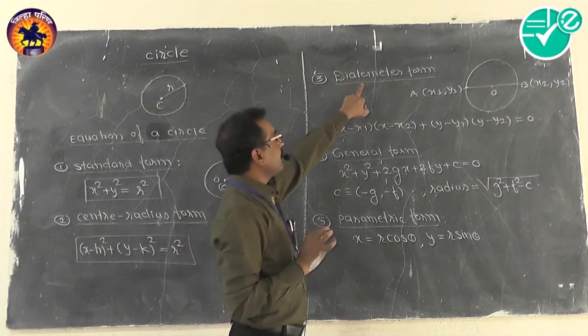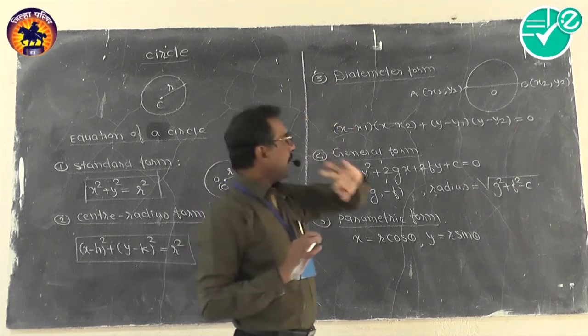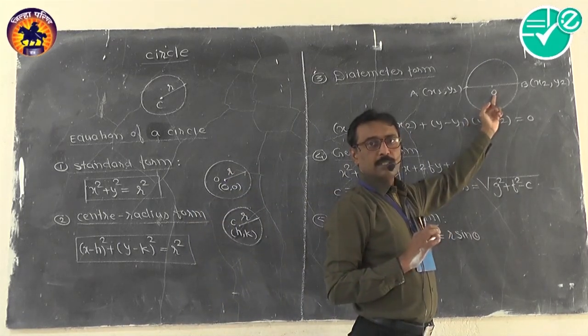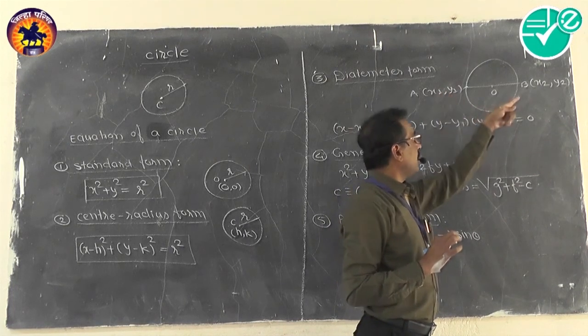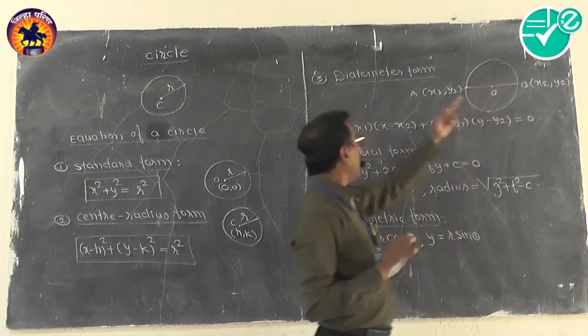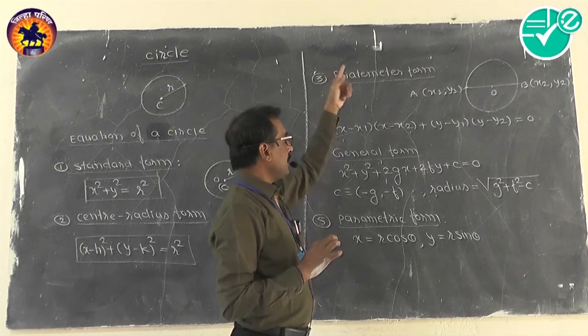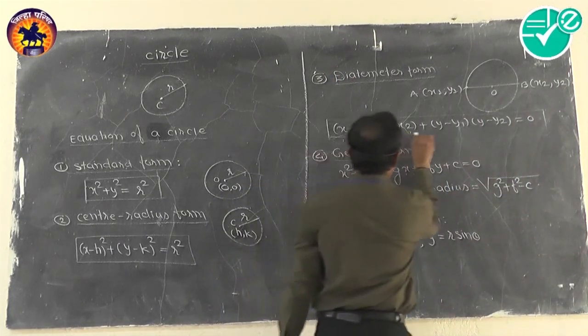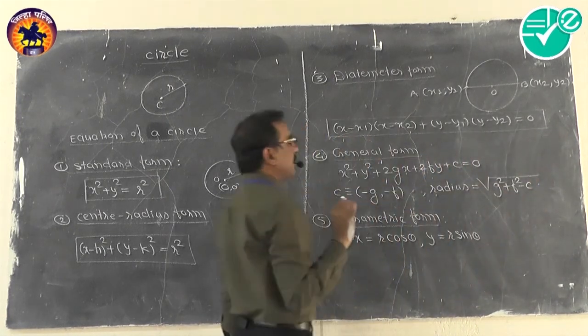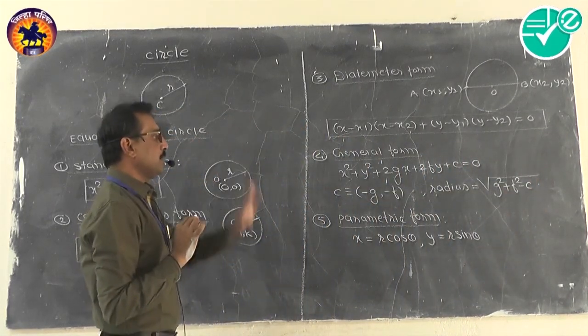After that there is a diameter form. You know the concept of diameter. The diameter is the biggest chord and that chord passes through the center of the circle. When A and B, x1 y1 and x2 y2, are the end points of the diameter, then the equation of the circle is given by this formula: x minus x1 times x minus x2 plus y minus y1 times y minus y2 is equal to 0.